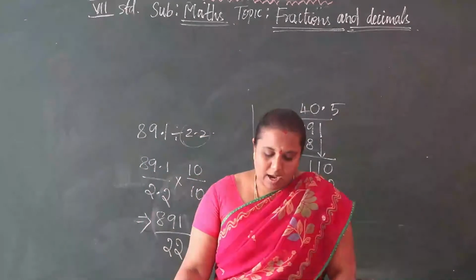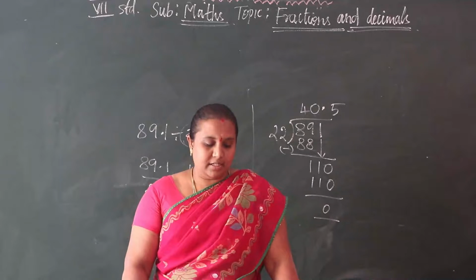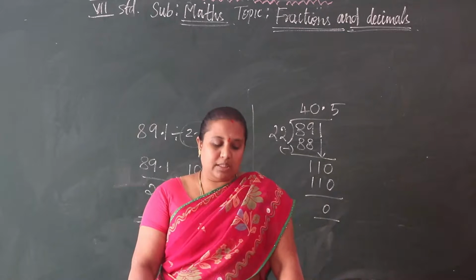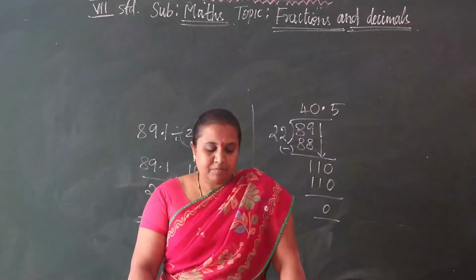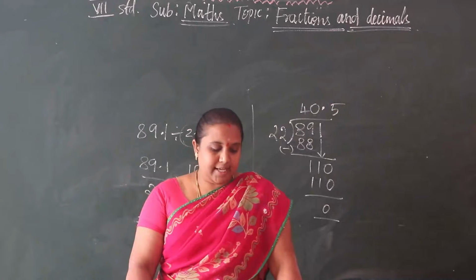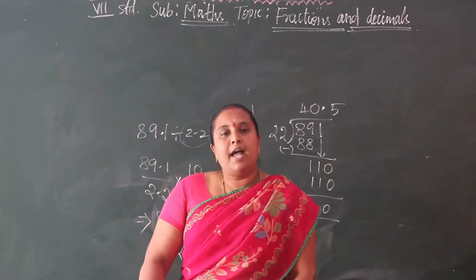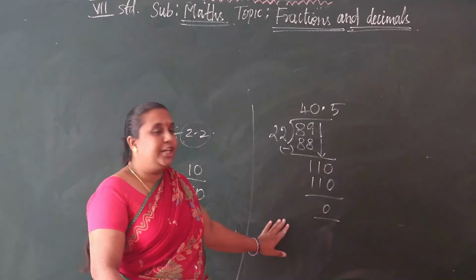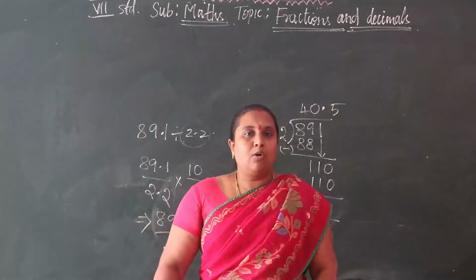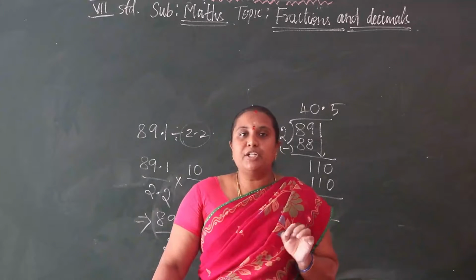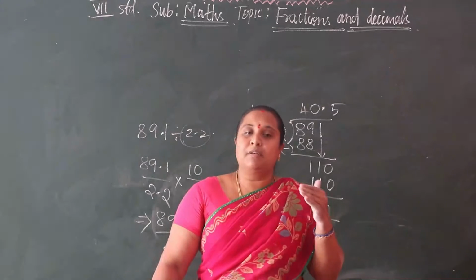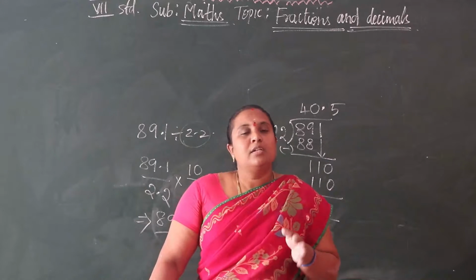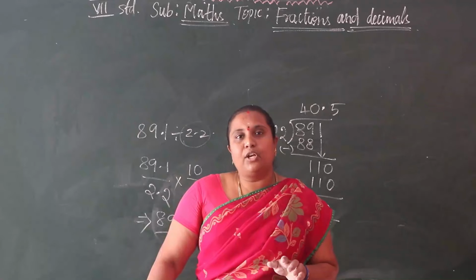Like this, you have exercise 2.7. That is division of a decimal number by a whole number, and a decimal number by 10, by 100, and by 1000, and you have word problems also. So try it yourself in your rough notebooks. Don't forget, children, try it yourself. These are all easy problems. You have written these in your earlier classes itself.